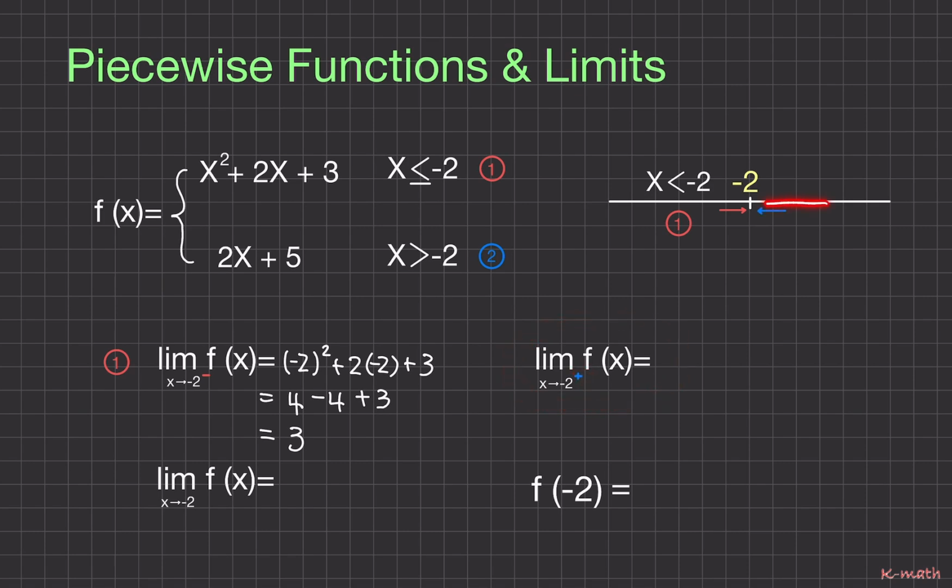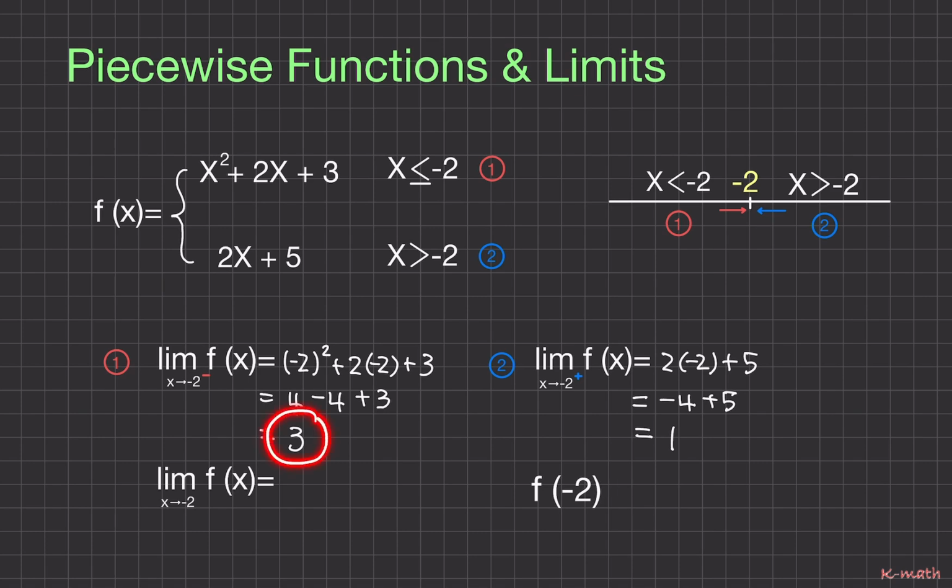As x approaches minus 2 from the right, the x values are still greater than minus 2. That means we use the second expression. So, the right-hand limit equals 2 times minus 2 plus 5, which is minus 4 plus 5. And that gives me 1.